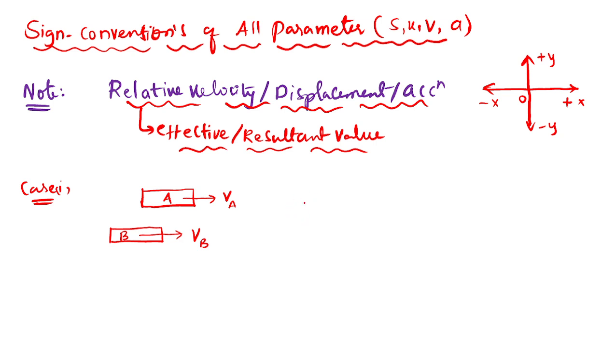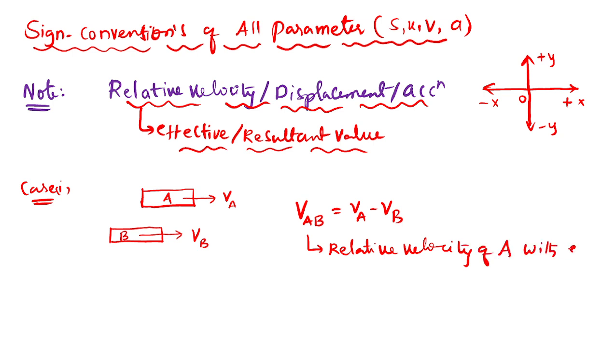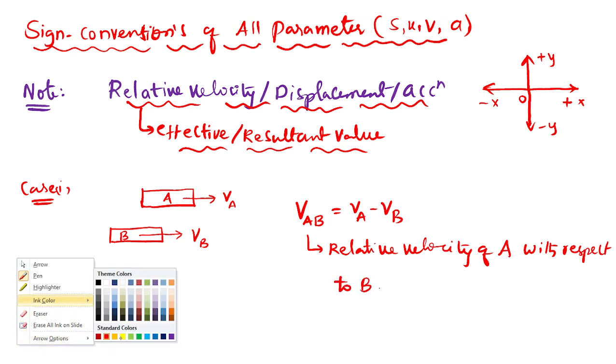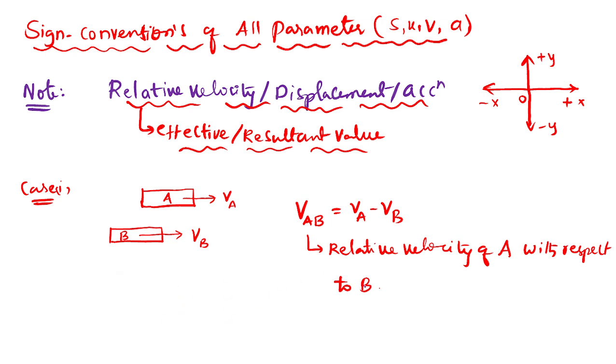How would I create a relation? VA with respect to B, A with respect to B. Relative velocity of A with respect to B can be written as VA minus VB. This is called relative velocity. Note down along with me, of A with respect to B. So what are you doing here? You are just comparing.